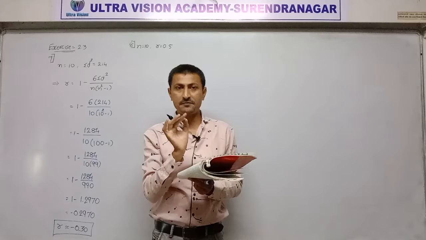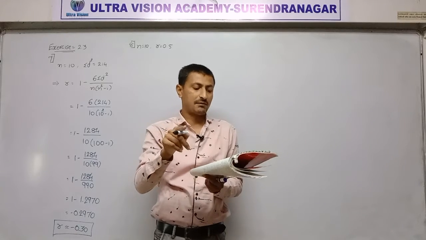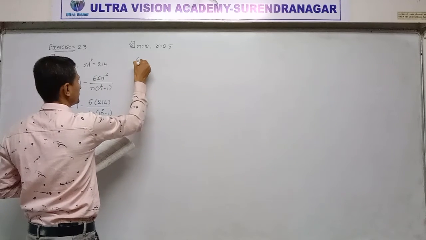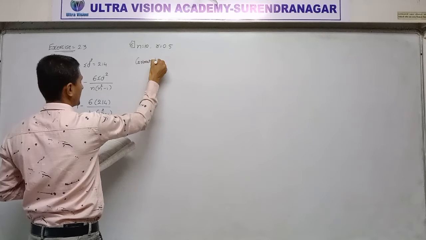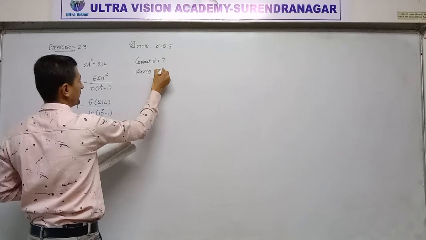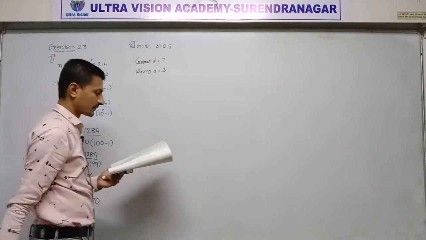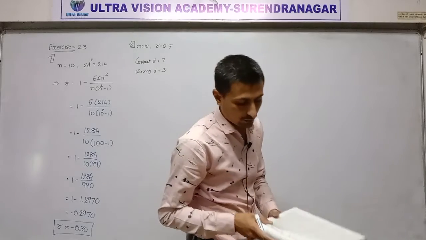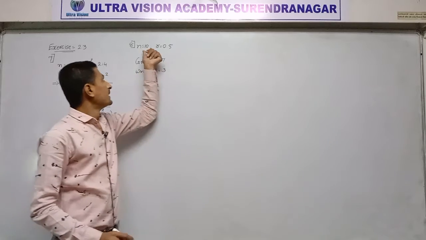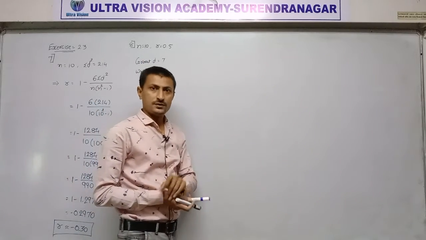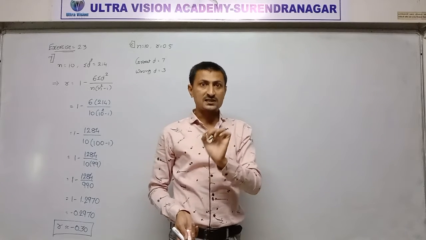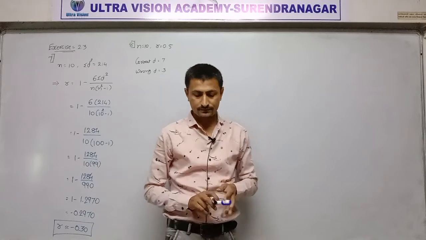The correct difference, underline, the difference of rank is D. Correct D is 7, but it was taken as 3. Wrong D is 3. Correct D is 7. Incorrect means wrong D is 3. Find the corrected value of the correlation coefficient. Okay, the correct value of the correlation coefficient. Here n and R are given, so using the simple formula, first find the sum of square of differences, that is sigma d square.